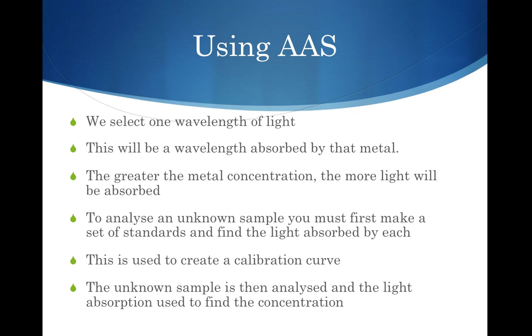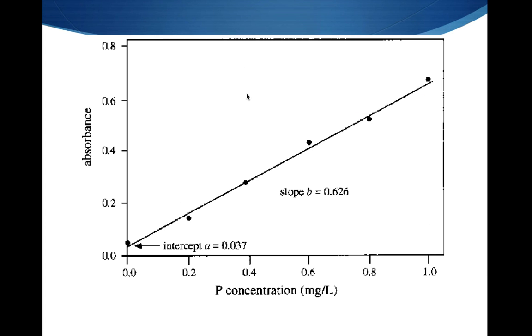Okay, so we start by making a whole set of standards. And the standards are things where we know their concentration. And we put them into our AAS machine. And using that, we find how much light is absorbed by these standards of different concentration. And we use that to make a graph that we call a calibration curve. Okay? Your graph is going to look like this. So these are the concentrations that we know, and this is how much light of one particular wavelength was absorbed.